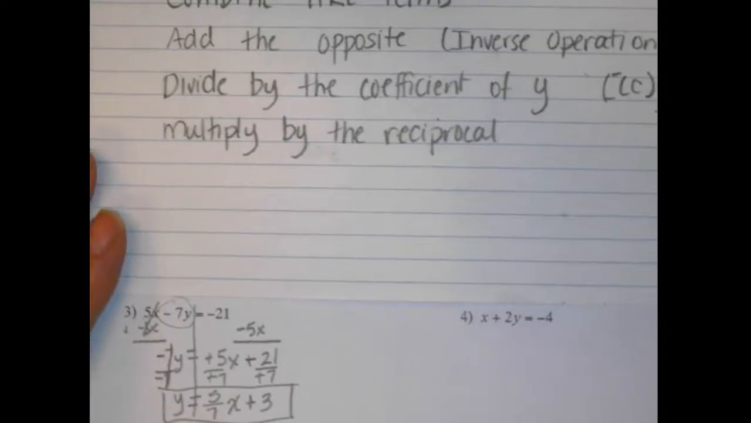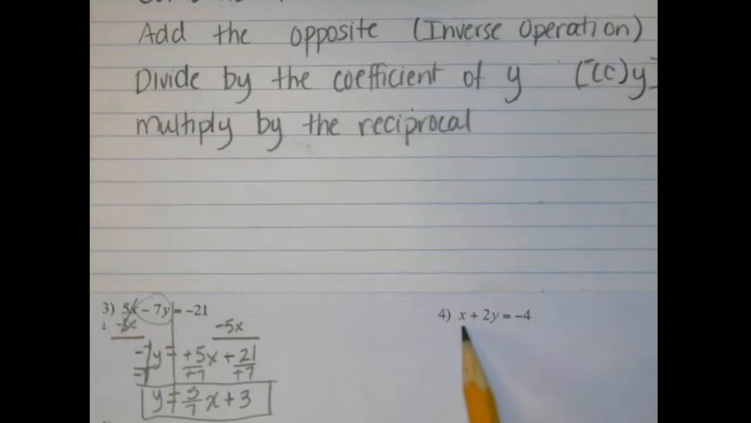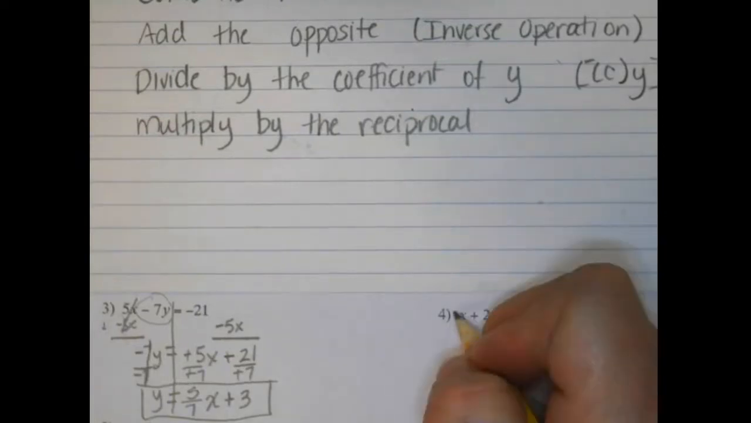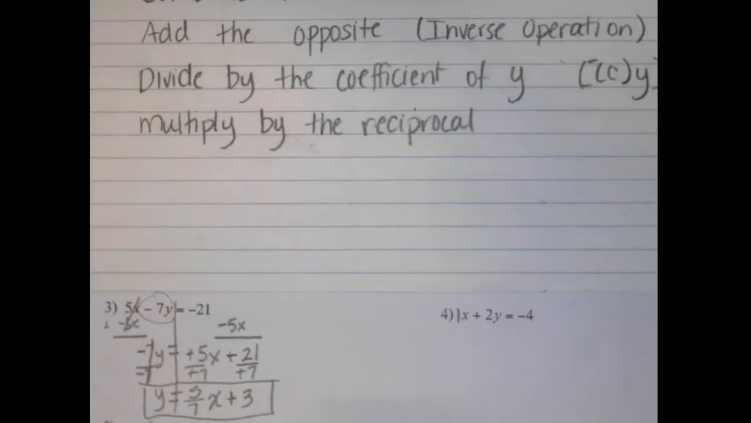So let's look at number 4. And remember, what's in front of x right now? 1. So let's put a little 1 there. And let's go ahead. I'm going to have you guys do it just like we did number 3. And you're going to turn it into slope-intercept form. And then you're going to check your work. So go ahead and do it.